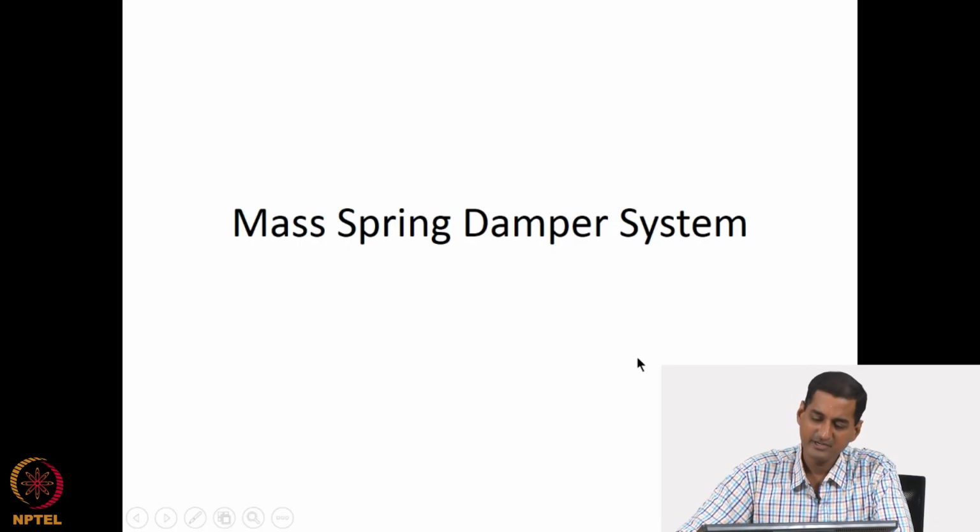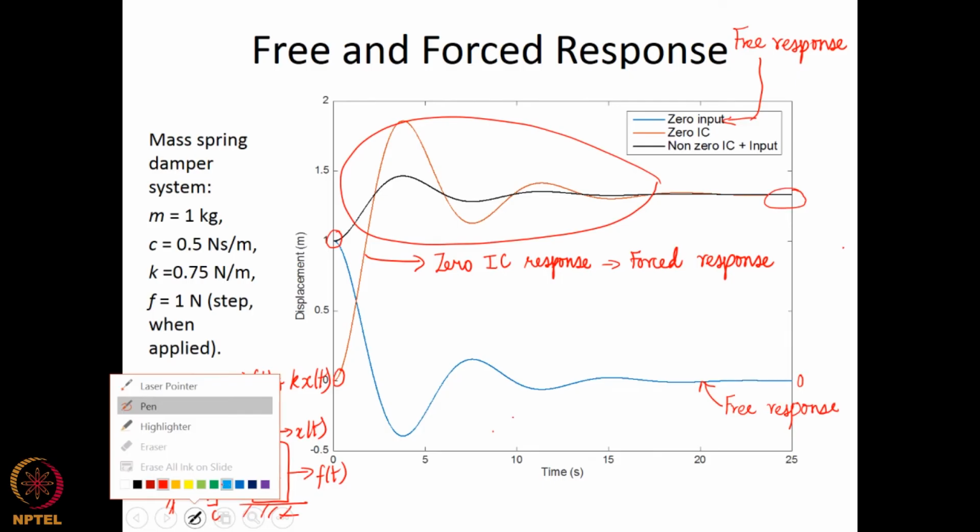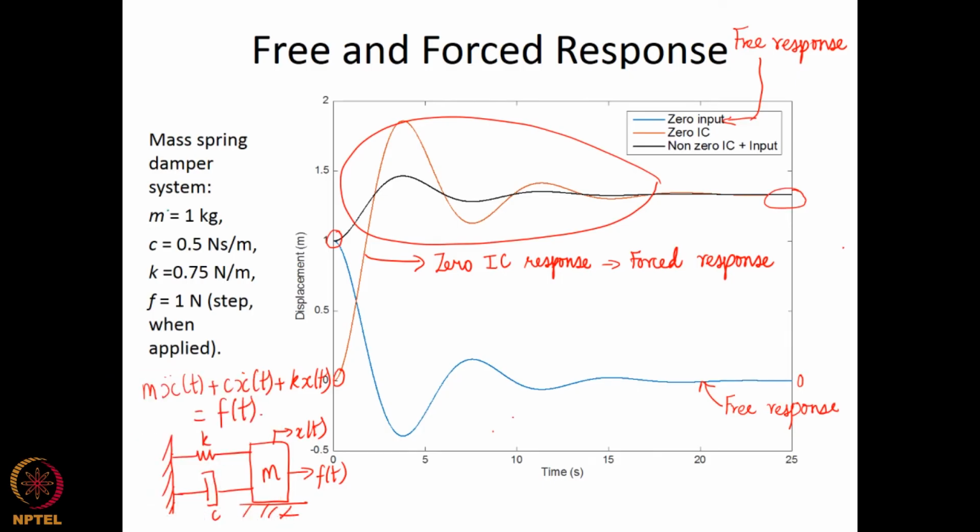So let us consider the mass spring damper system that we have been looking at. Let us say I consider the following parameters: the mass of the element to be 1 kilogram, the damping coefficient to be 0.5 Newton second per meter, and the spring constant to be 0.75 Newton per meter. I am just taking some values to solve those equations. Let us say that we provide a force input of 1 Newton at time t equals 0. If we solve this mass spring damper system, as we have already discussed, we can have what is called the free response of the system.